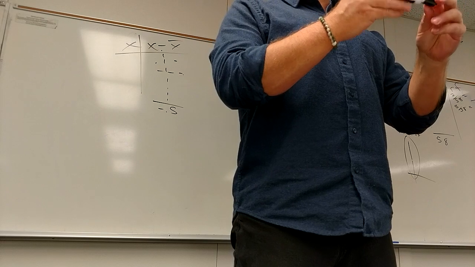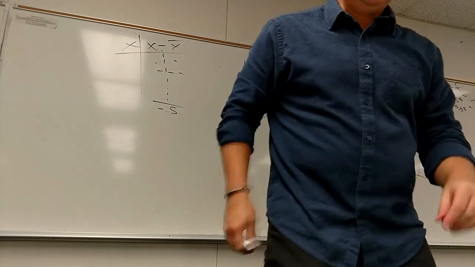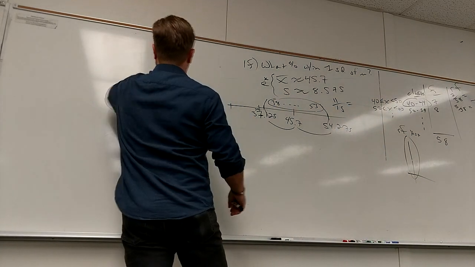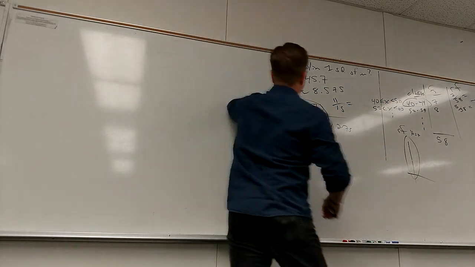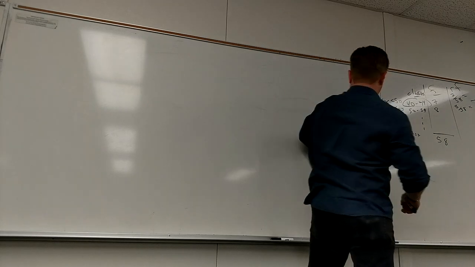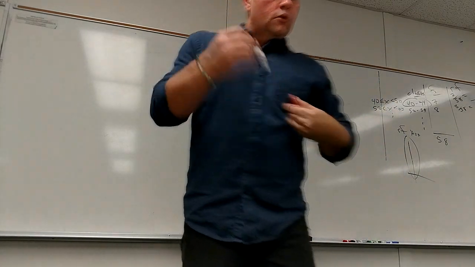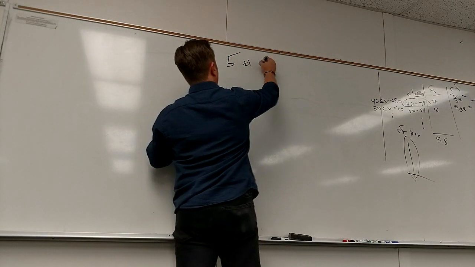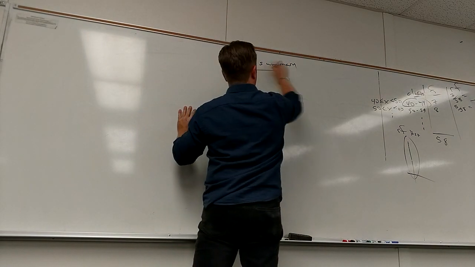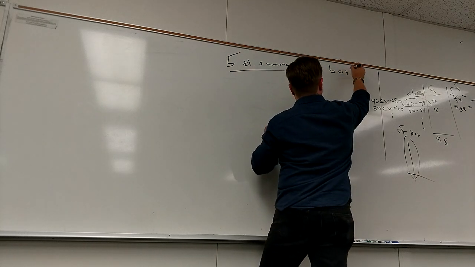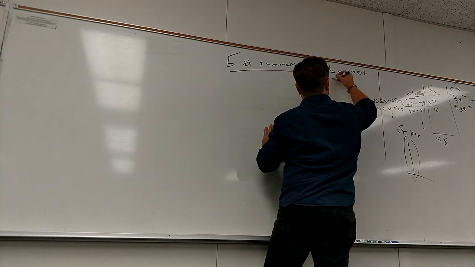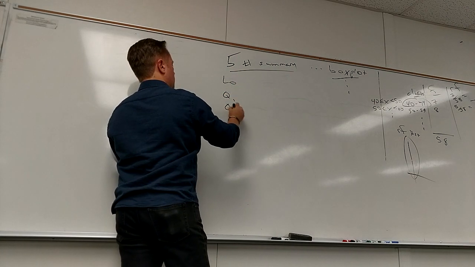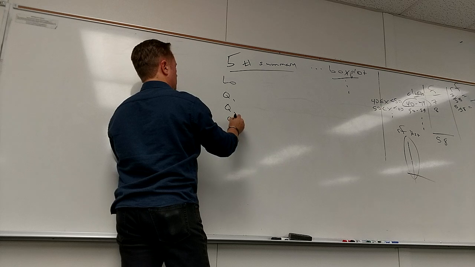Anything else from... Oh yeah, G. So what does it mean when I say 5-number summary? What is that? What's the 5-number summary? No, not yet. That would be if I asked you to make a box plot. So that's next. What's the 5-number summary? Yeah. So low, Q1, Q2, Q3, high.